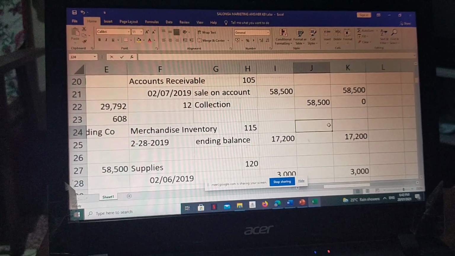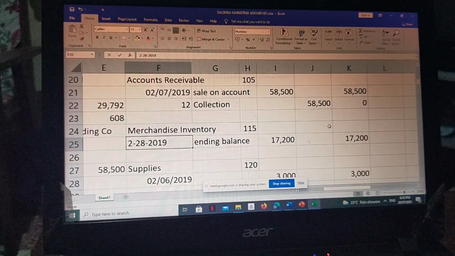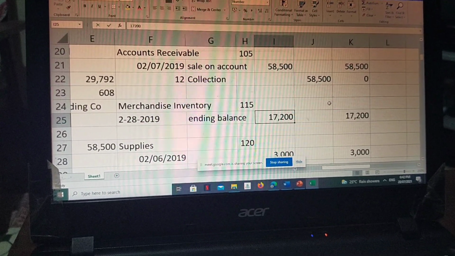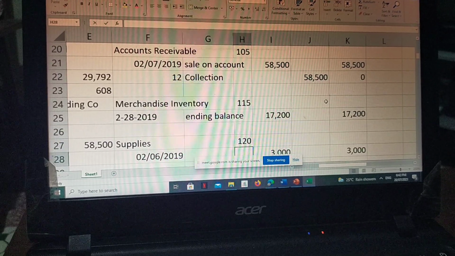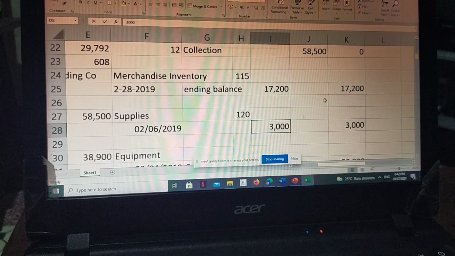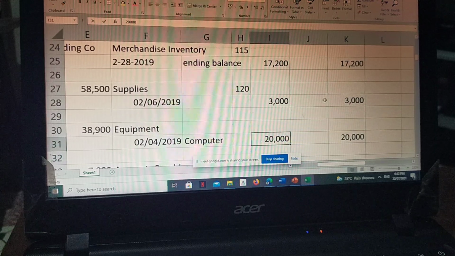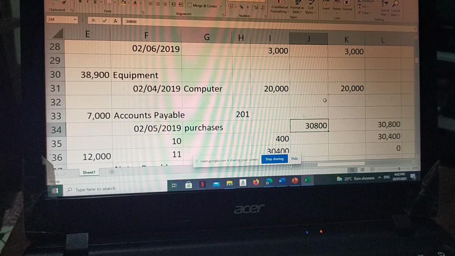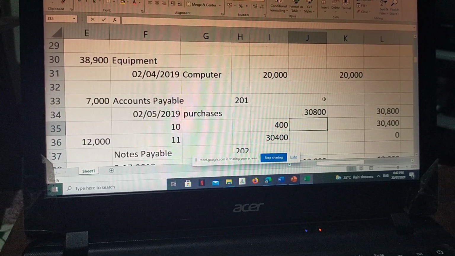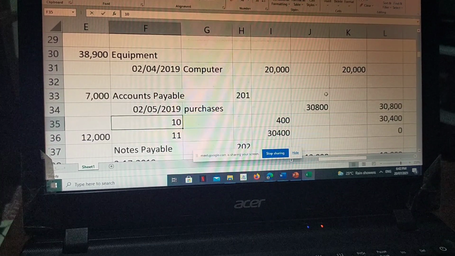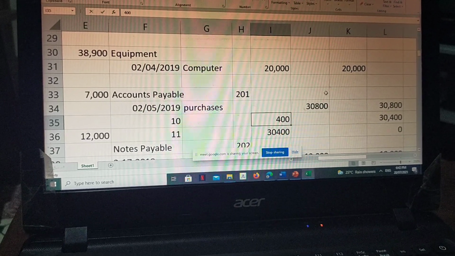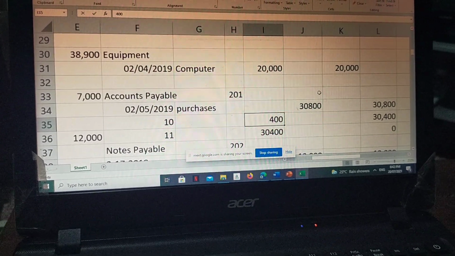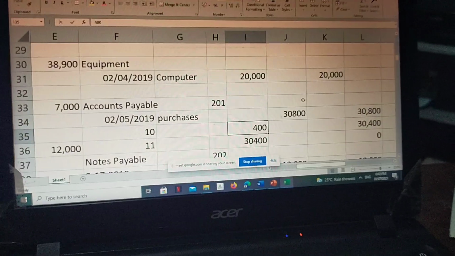For the merchandise inventory, you have also to post sa GL kahit it's an adjusting entry, the ending balance of 17,200. As well as for the supplies of 3,000 pesos, the equipment of 20,000 pesos, the accounts payable of 30,800, and then when paid on the 10th of February, there is a return also. You as the buyer to your supplier, you refunded 400 pesos in the form of credit memo.